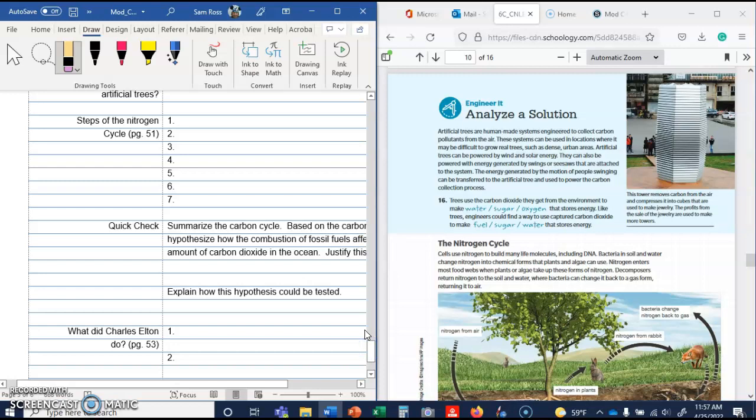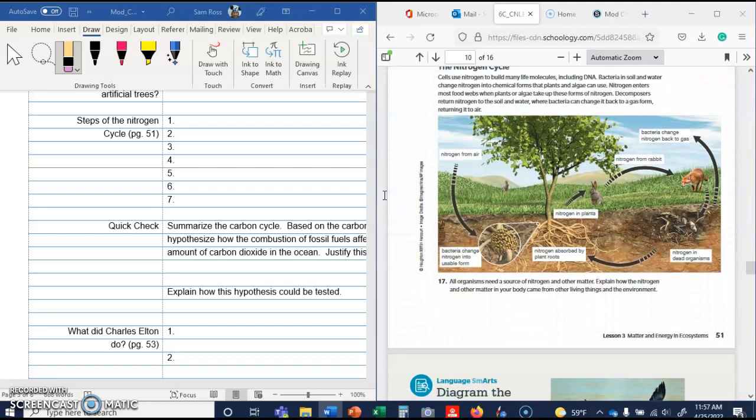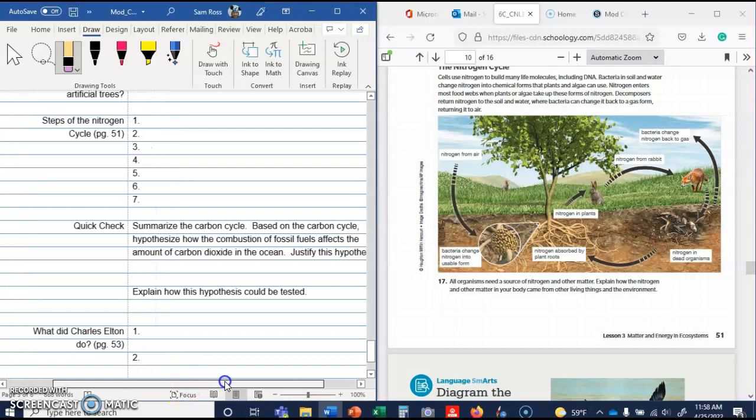And now we're on steps of the nitrogen cycle. There's 7 steps. We're on page 51. So here's the nitrogen cycle right here. 1, 2, 3, 4, 5, 6, 7. So let's go ahead and just answer the questions here. So we have nitrogen from the air. Bacteria changes nitrogen into a usable form. Nitrogen in plants, nitrogen absorbed by plant roots, nitrogen from a consumer, it says a rabbit here, but any consumer really, nitrogen in dead organisms, and then bacteria change nitrogen back into gas, and that's kind of the circular nitrogen cycle.